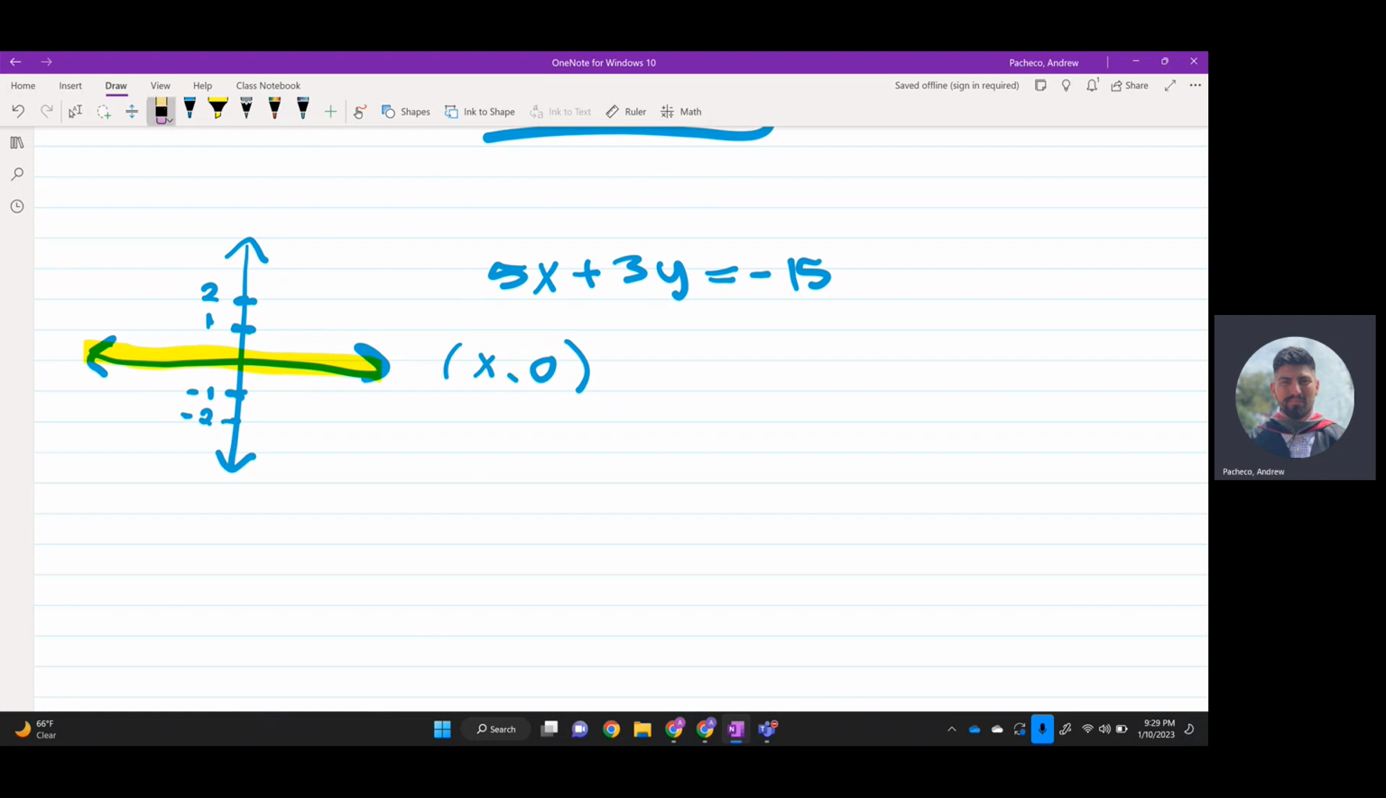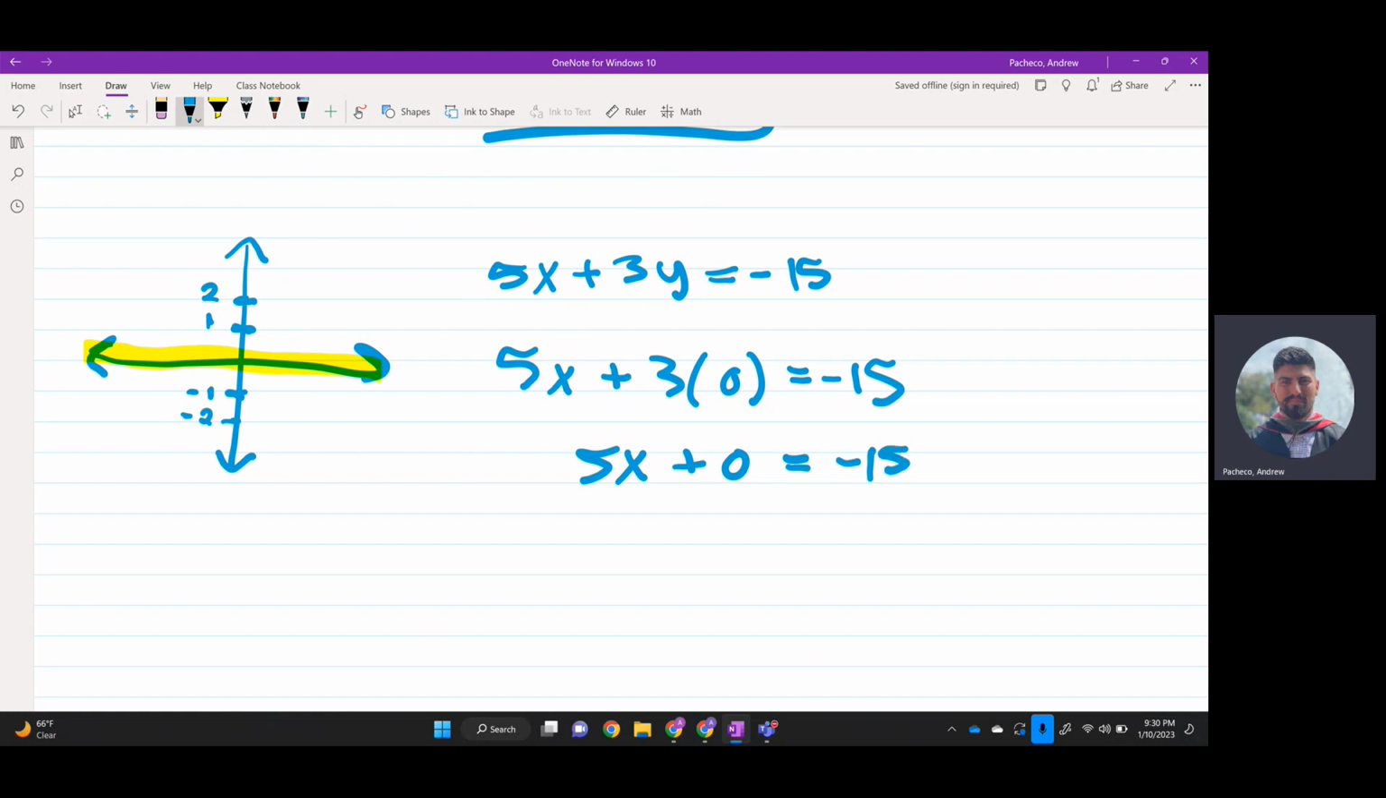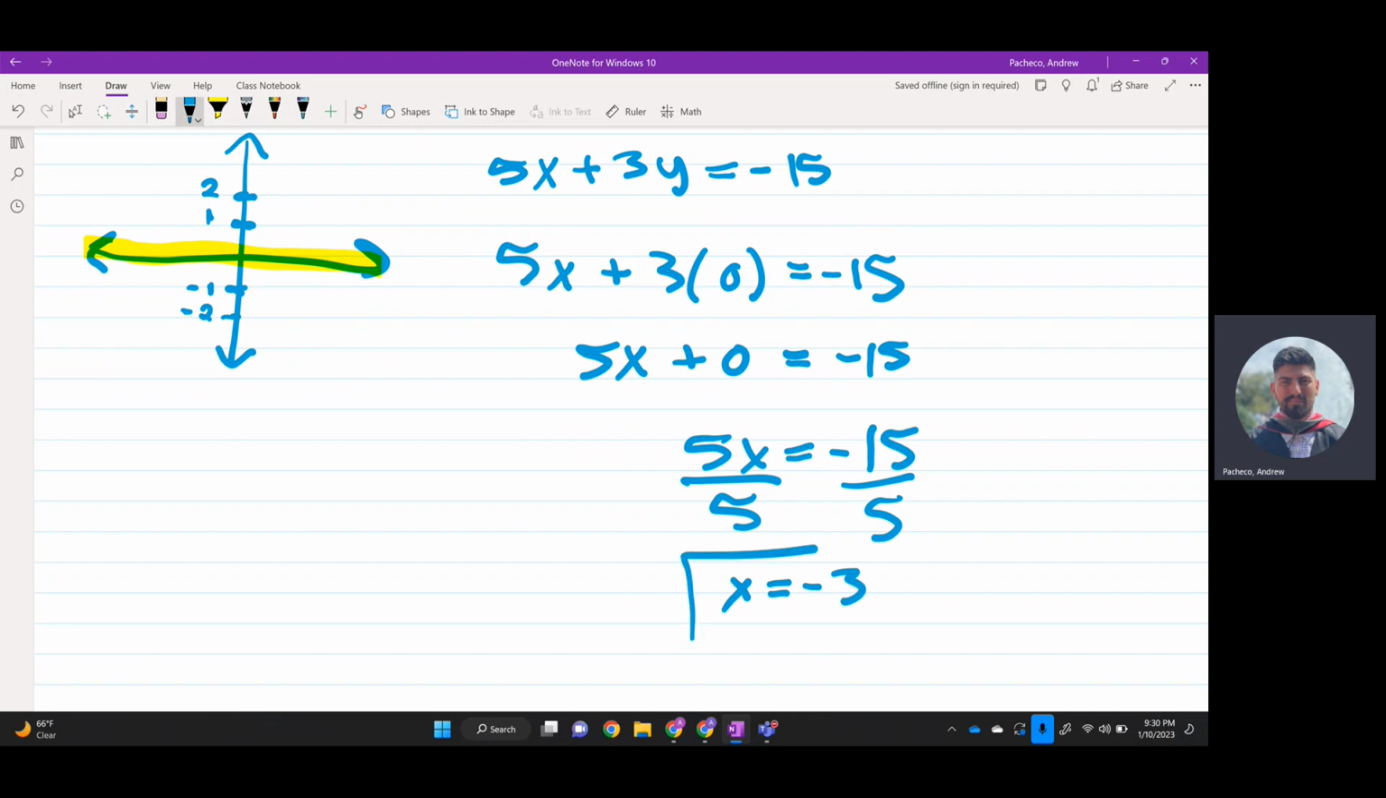I don't know what my x is, but I know that my y is going to equal 0. What I can do is plug in 0 for y in this equation to find what x is. 5x times 0 equals negative 15. If I plug in 0 for y, then I can find what x would be when y equals 0. So I have 5x equals 0 minus 15. I don't have to move anything because 0 just simplifies and goes away. 5x equals negative 15. Then I can divide both sides by 5. x equals negative 3.